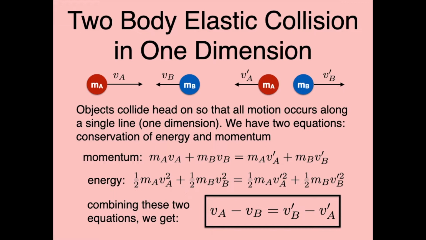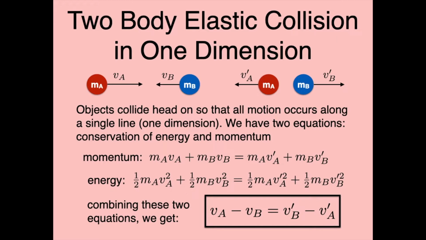One dimension means all the motion happens in a straight line. We don't have to think about more than one direction of motion. Okay, so that's what's going on. And what we have here are two equations that we automatically can write down. The first one is a momentum equation, conservation of momentum. This says that the two objects, A and B, have the same momentum before they collide as after they collide.